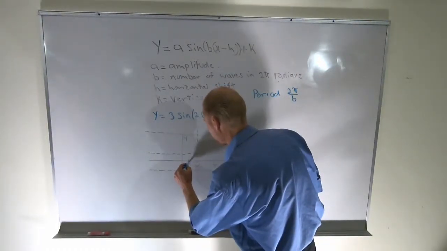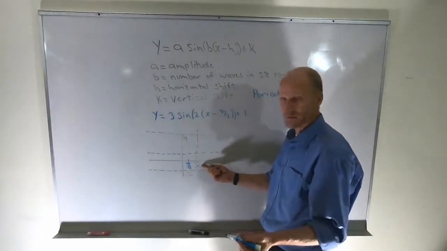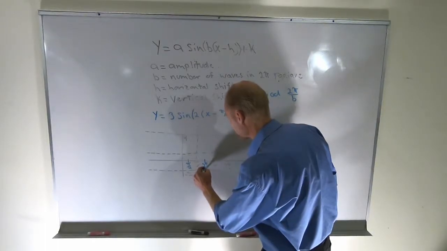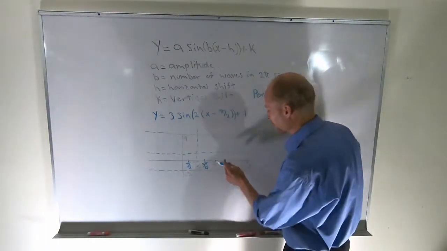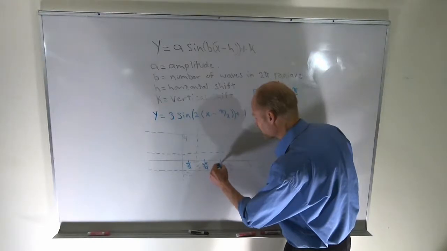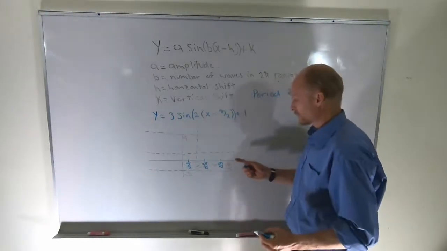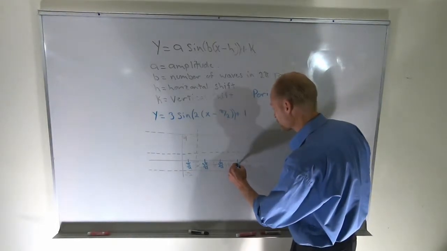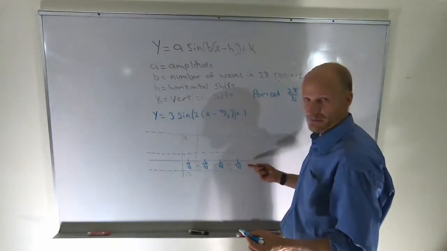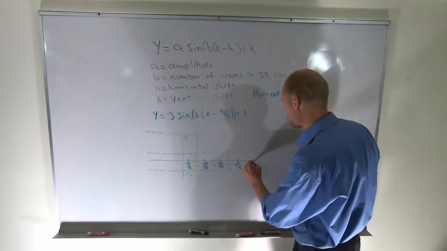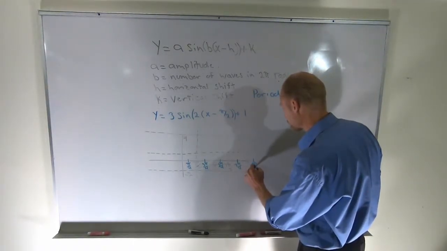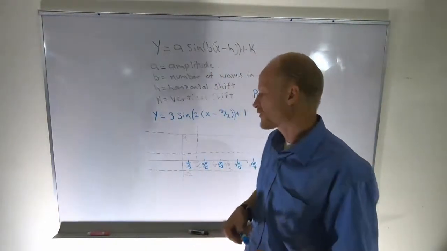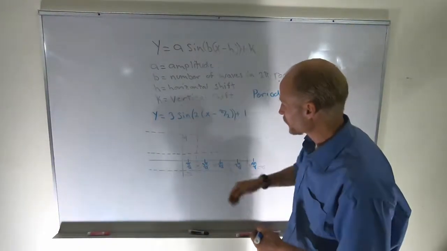So 1 pi-fourths, 2 pi-fourths, which is pi-halves, 3 pi-fourths, 4 pi-fourths, which is pi, 5 pi-fourths, 6 pi-fourths, which is 3 pi-halves, 7 pi-fourths, 8 pi-fourths, also known as 2 pi, and 9 pi-fourths. And that should give us a pretty good map. So let's go ahead and just start at what would be the origin, and then we can continue on in both directions as desired.